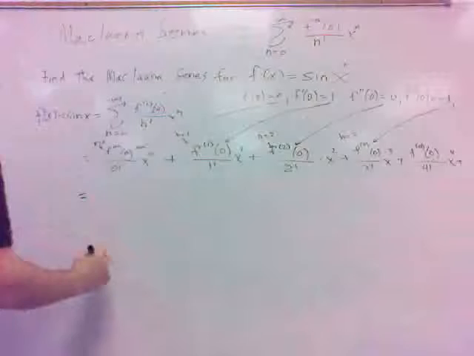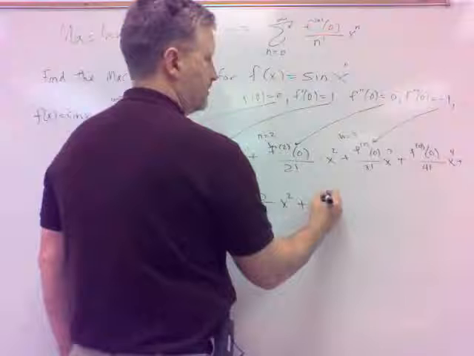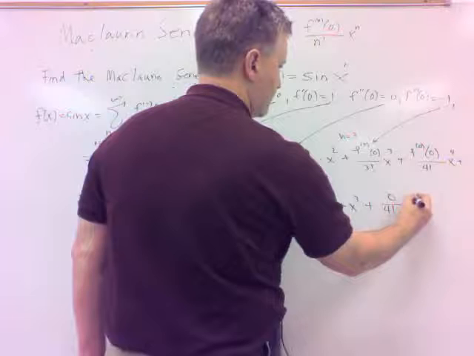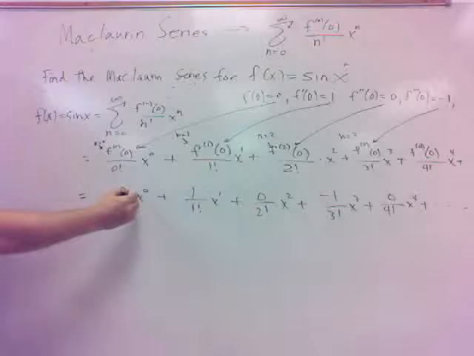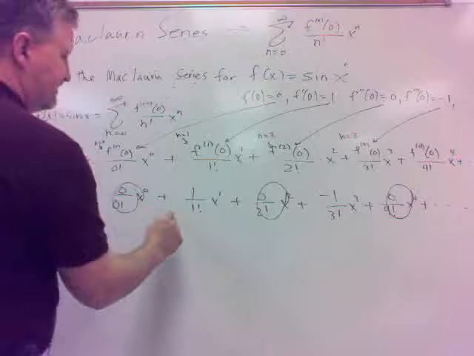0 over 0 factorial x is 0. 1 over 1 factorial x to the 1. 0 over 2 factorial x squared. Negative 1 over 3 factorial x cubed. You see what's happening? What's 0 over 0 factorial times x to 0? 0. What's 0 over 2 factorial times x squared? That's 0. That's 0. What's happening? What terms are left? Odd ones, you might say. The odd ones are all that's left.